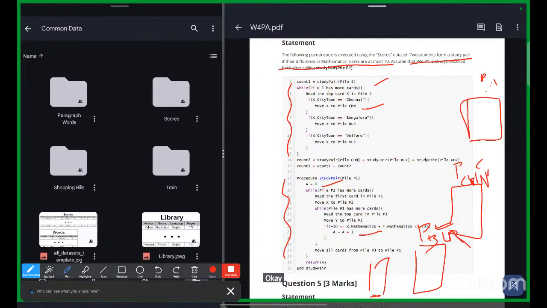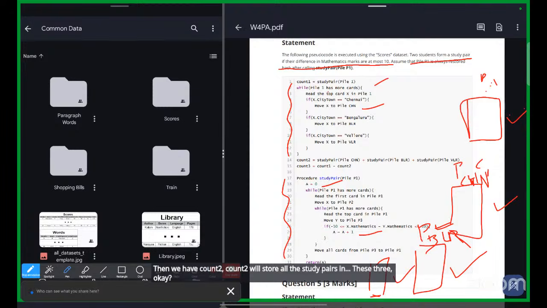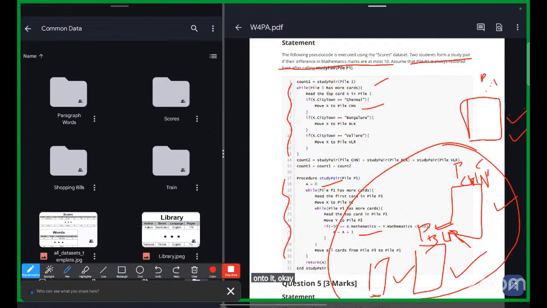Count one will store all the study pairs in pile one. Then we have count two, which will store all the study pairs in these three piles. And then we have count three, which will subtract count two from count one. Is the problem clear? What the pseudocode is trying to do?